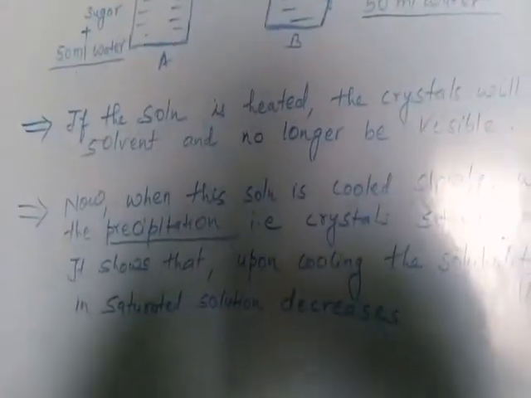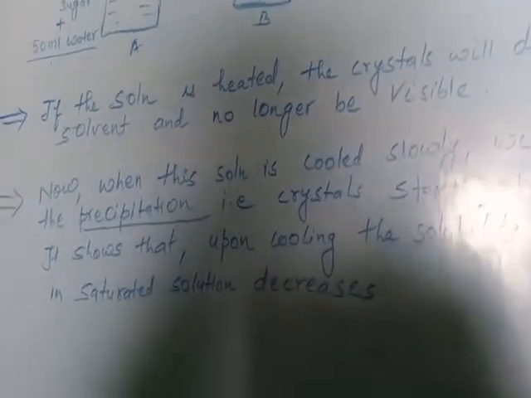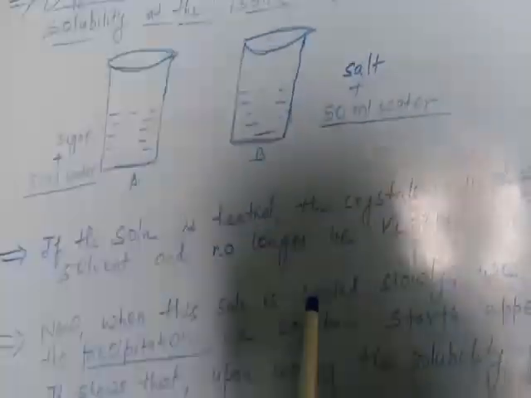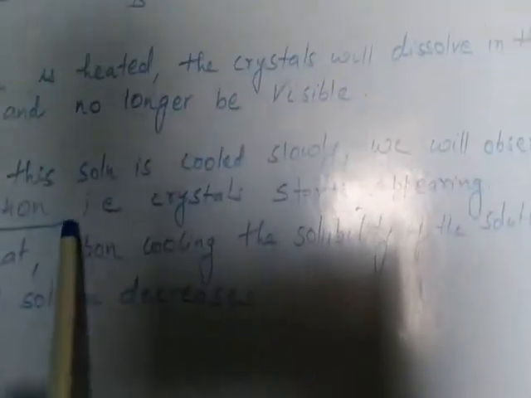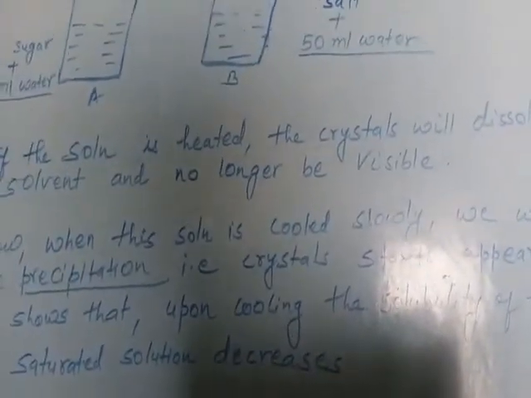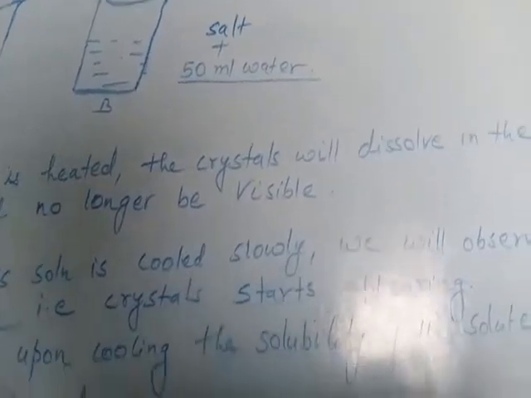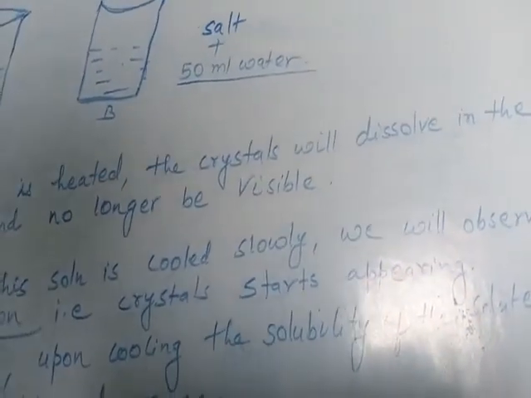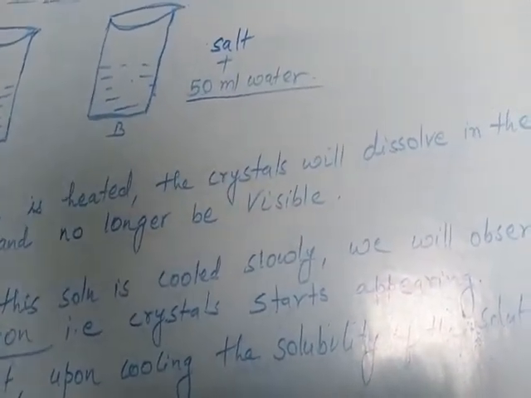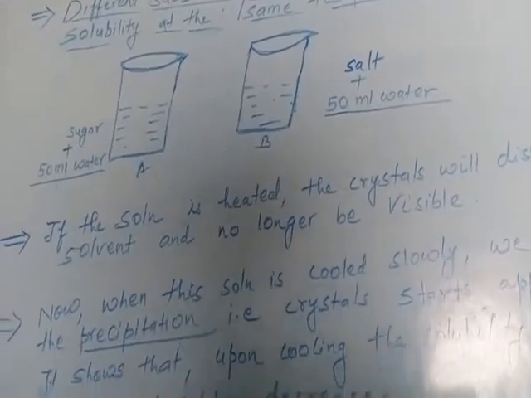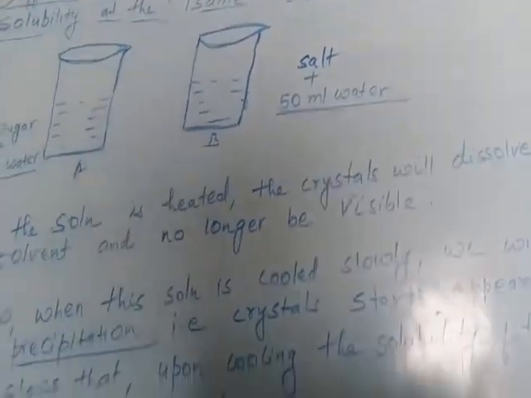What does it mean? It shows that when the solution is cooled slowly, we get the precipitate, that is, crystals start appearing, and it shows that upon cooling, the solubility of the solute, that is sugar, salt etc., in the saturated solution decreases.